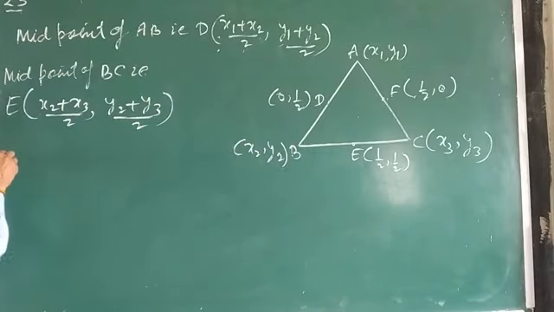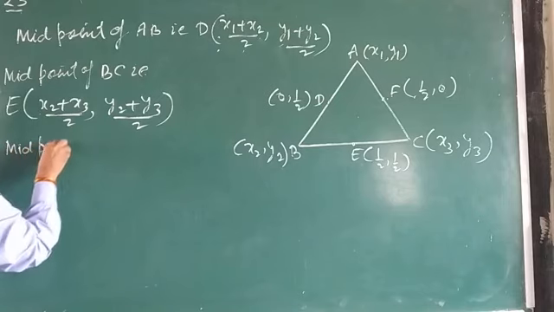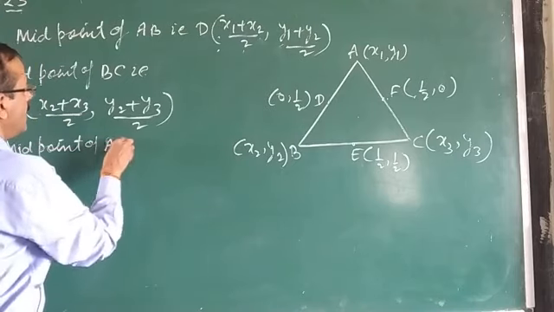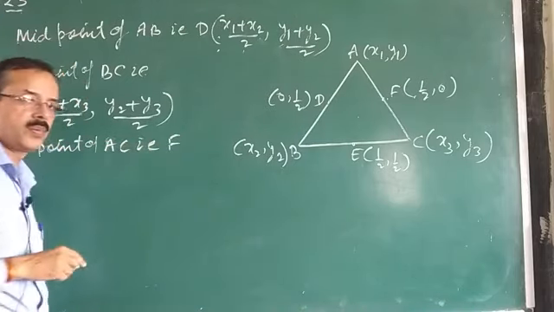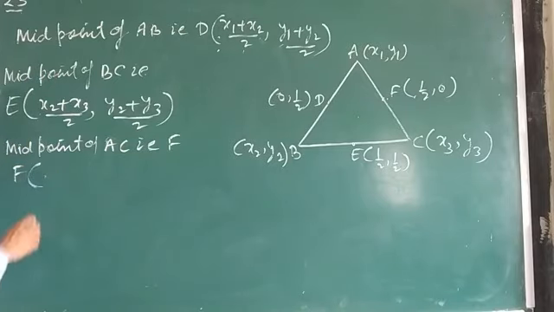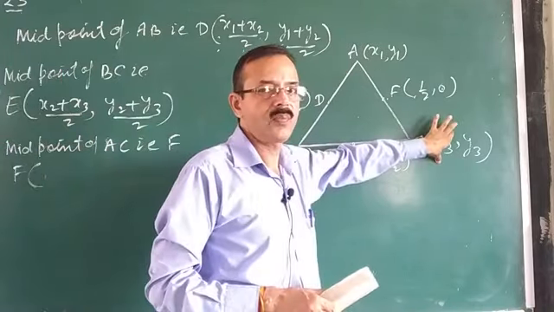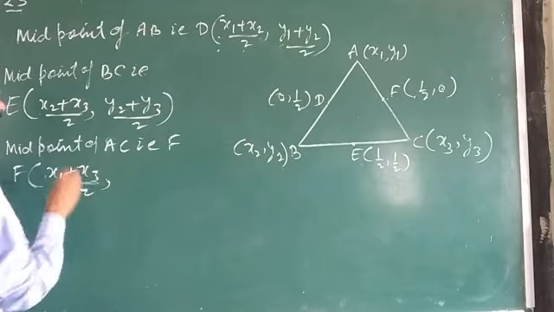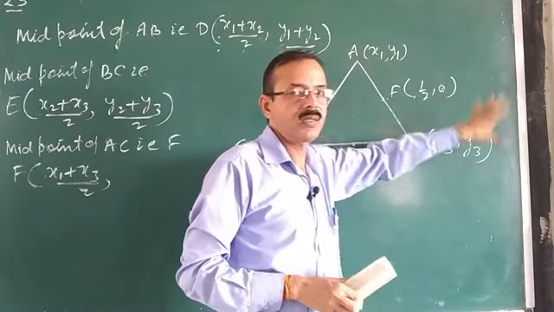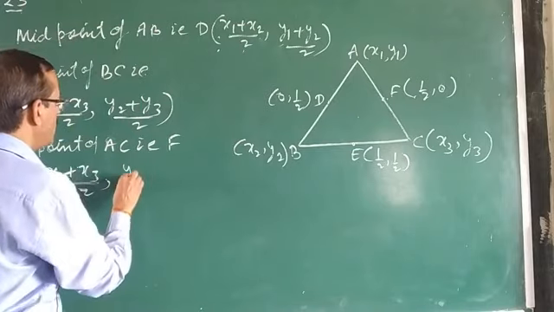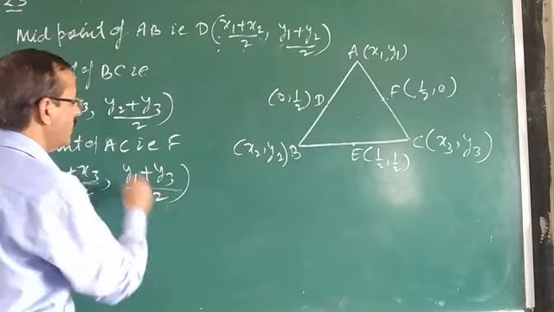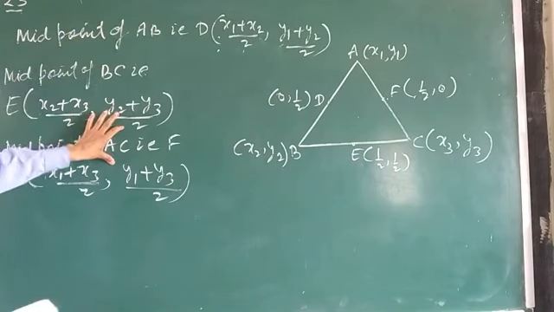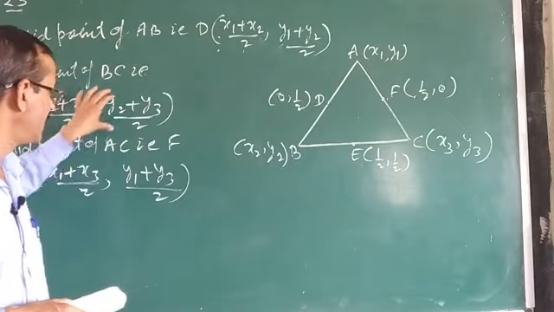Now next, the midpoint of side AC, that means F. To find F, ((x1 + x3)/2, (y1 + y3)/2). Right? We found the midpoints of AB, BC and AC. These are the midpoints of the three sides.